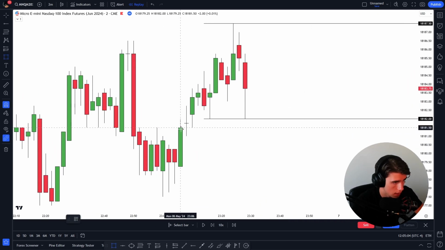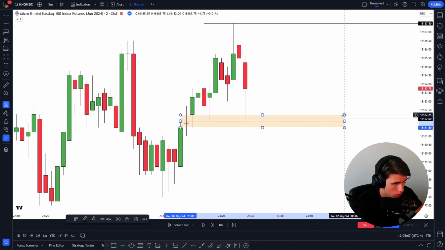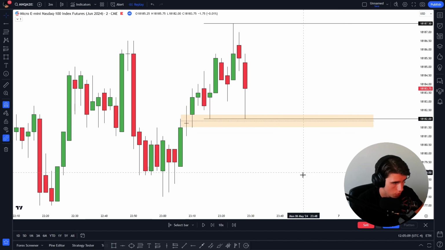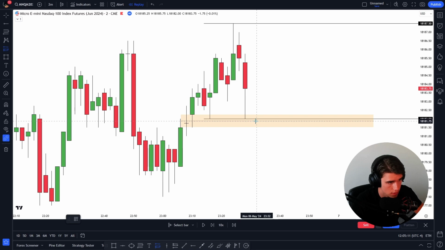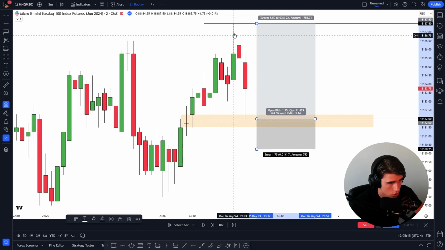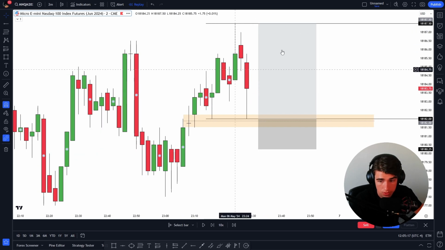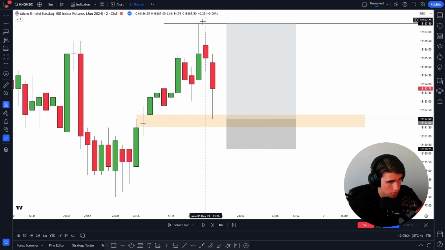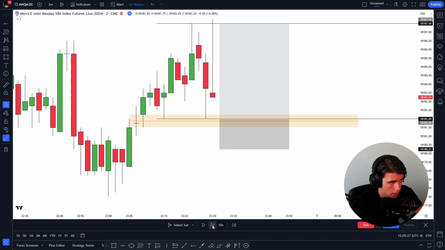We have a fair value gap right here that we have not filled entirely yet. So I have a gap that supports the CRT low. I'm going to place my entry there, and I'm going to target the previous swing high, or the CRT high. Obviously, that's the 15-minute candle high, 15-minute candle low. If we sweep the low, my target is the high. So we're going to go ahead and play it out here.